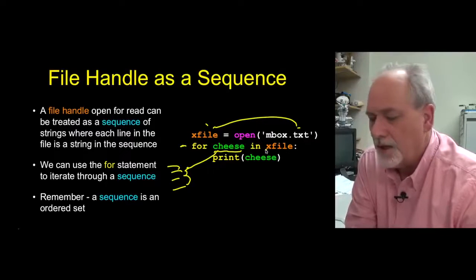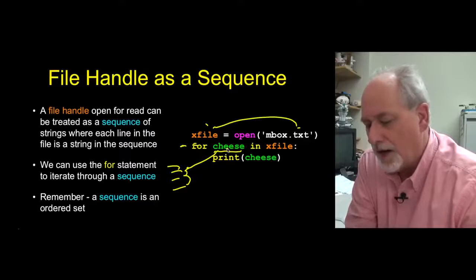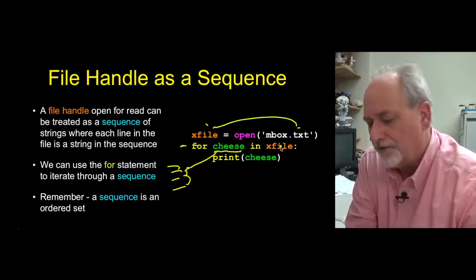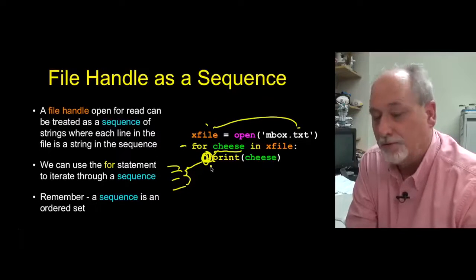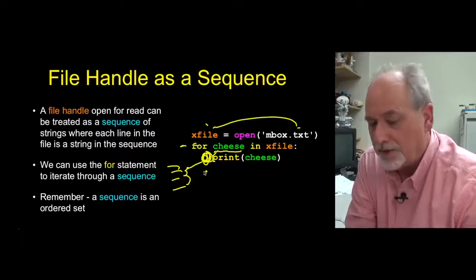Okay, and so this is the for and the in. I read this as: for each line in the file x, the file handle x file. So run this loop one time for every line and then print it out. So it's actually really quite simple.